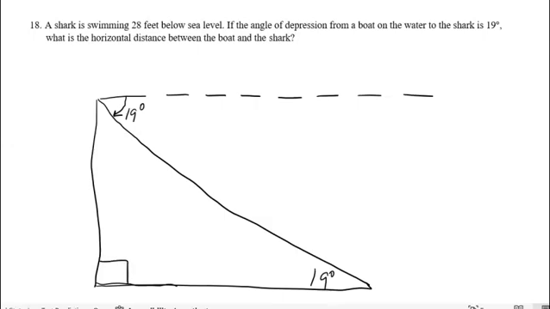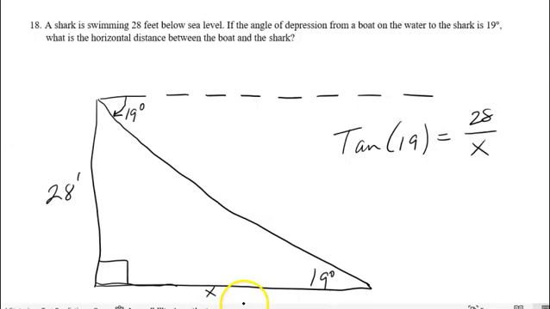Okay, so a shark is 28 feet below sea level. We've got the angle of depression, and we want the horizontal distance between the boat and the shark. So in other words, we're trying to find this bottom leg of the right triangle. So it's similar to our previous problem. We're going to do tangent again. Tangent for 19 degrees is opposite over adjacent. So tan 19 is the opposite side divided by the adjacent. And these two are going to switch places.